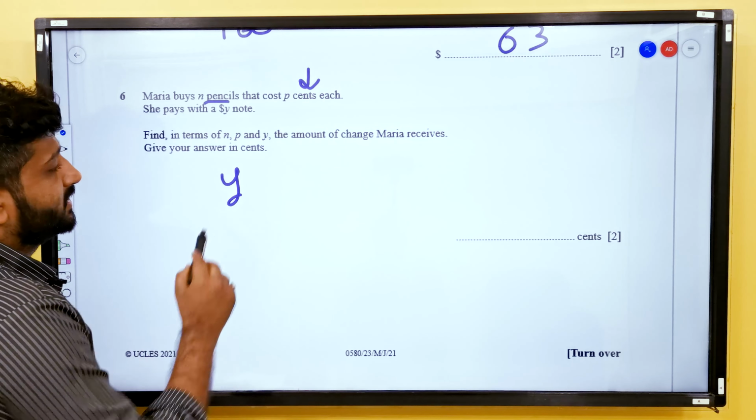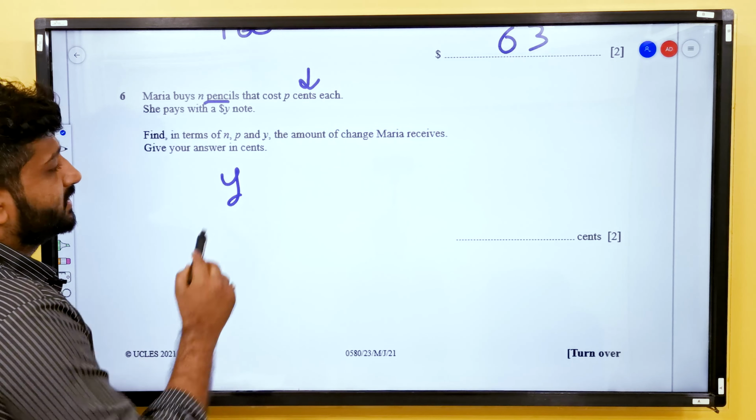Next, Alex changes 190 euros into pounds, where 1 pound is equal to 1.1723 euros. Calculate the amount Alex receives. So he is converting euros into pounds. So the amount he will be receiving is 190 divided by 1.1723. So 190 divided by 1.1723 is 162.07. 162.074. This is what I am getting as my answer.